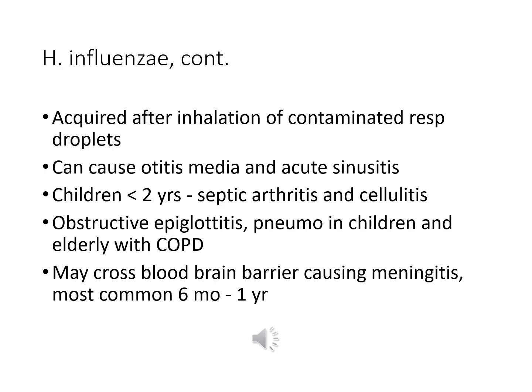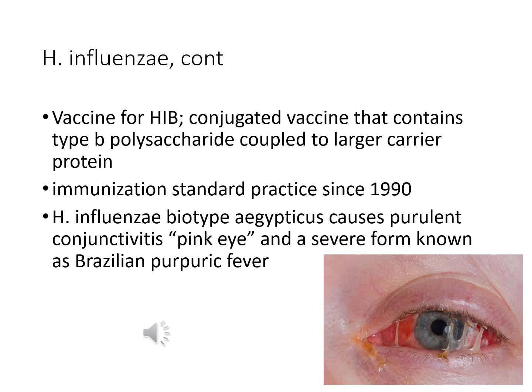We do have a vaccine for influenza type B. This is the conjugated vaccine that contains that type B polysaccharide, which is coupled to a carrier protein. The immunization standard has been in place since the 1990s. Again, the Haemophilus influenzae biotype Aegyptius causes a purulent conjunctivitis, sometimes referred to as pink eye, and can also be responsible for a severe form known as Brazilian purpuric fever.